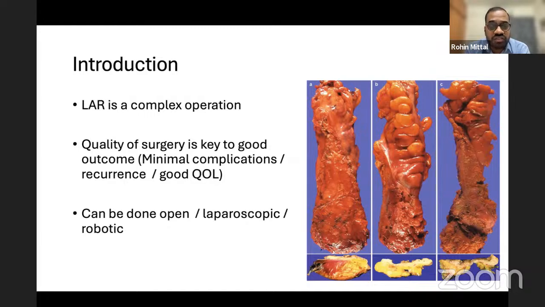Now, we can do it open, we can do it laparoscopic, we can do it robotic. The one you should choose is the one you are most comfortable with, where you can perform it in high quality and with the equipment that you have.